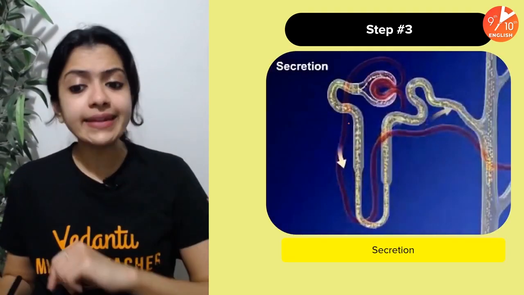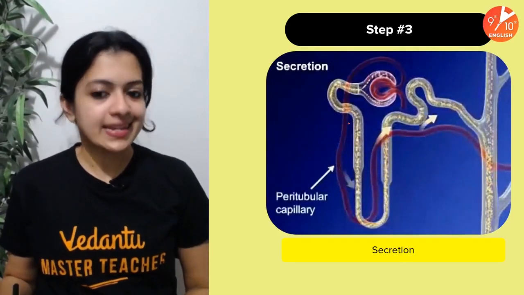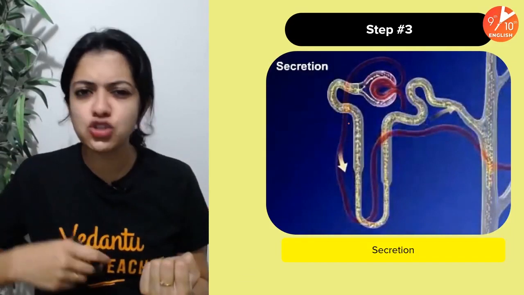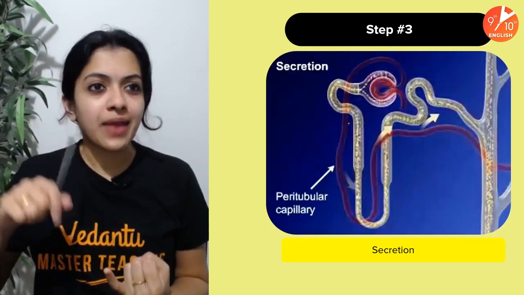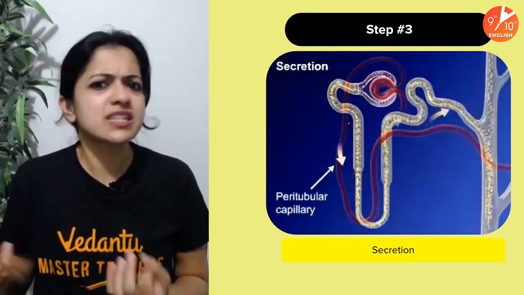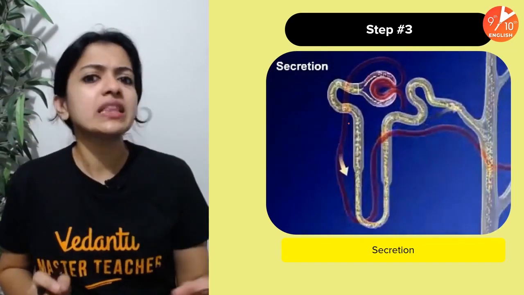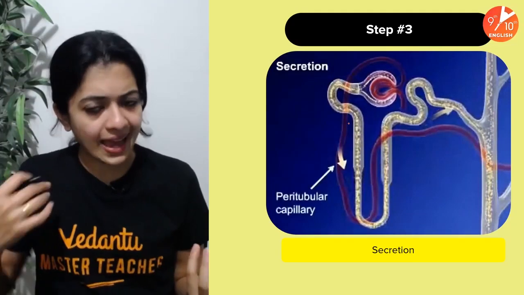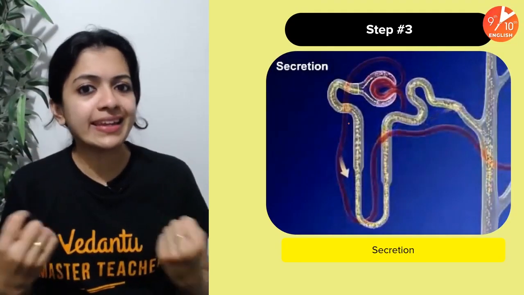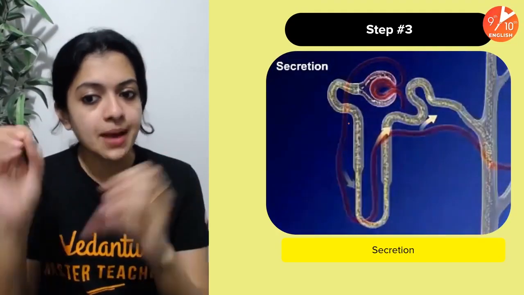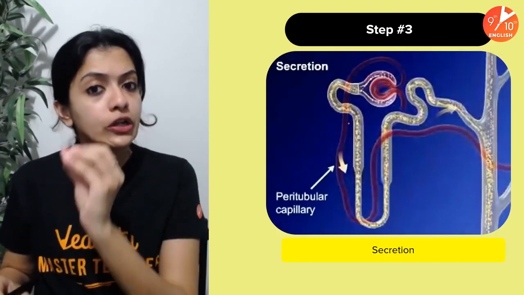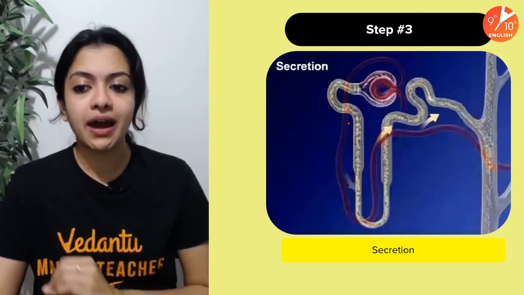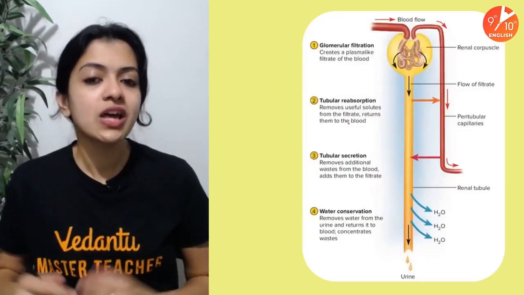Now coming to tubular secretion, wherein any further additional wastes, it could be drugs, excess urea, excess water, anything at all which your body needs to eliminate additionally, as a sort of last step of cleaning up from your bloodstream, passes into your loop of Henle and DCT. This is what is called tubular secretion, and ultimately it forms urine.